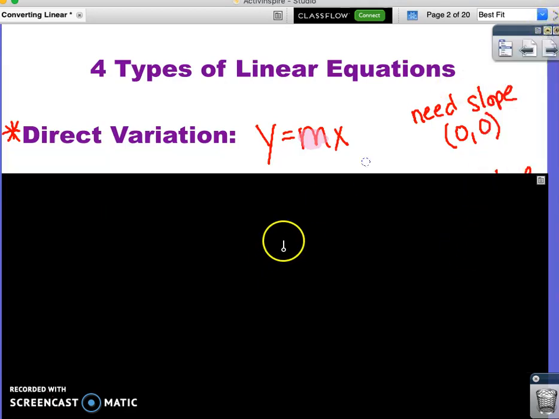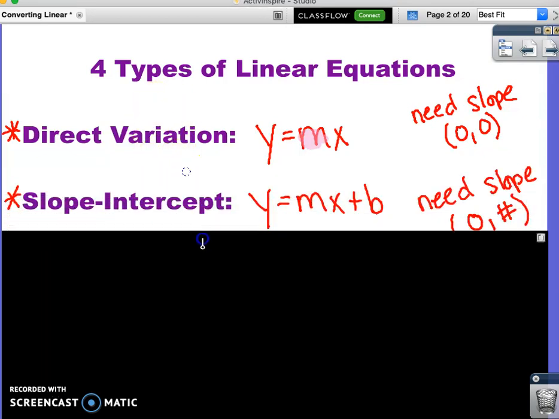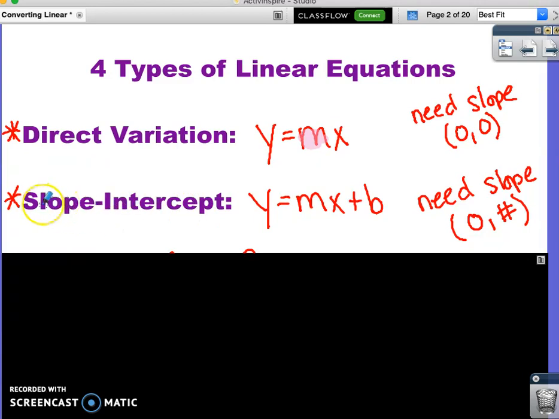The next one we learned about was slope-intercept form, meaning we could pull out of there the slope and the y-intercept. So the slope and the y-intercept. You need the slope and you need the y-intercept.